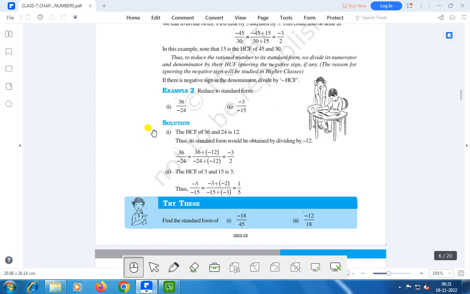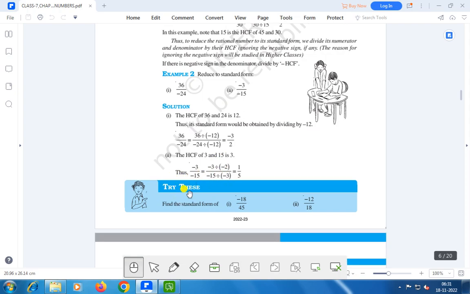Reduce 36 by minus 24 to standard form. The HCF of 36 and 24 is 12. Thus, its standard form would be obtained by dividing by minus 12, that is minus 3 by 2. The HCF of 3 and 15 is 3. We divide by minus 3: 3 by minus 3 and 15 by minus 3, and you will get 1 by 5.